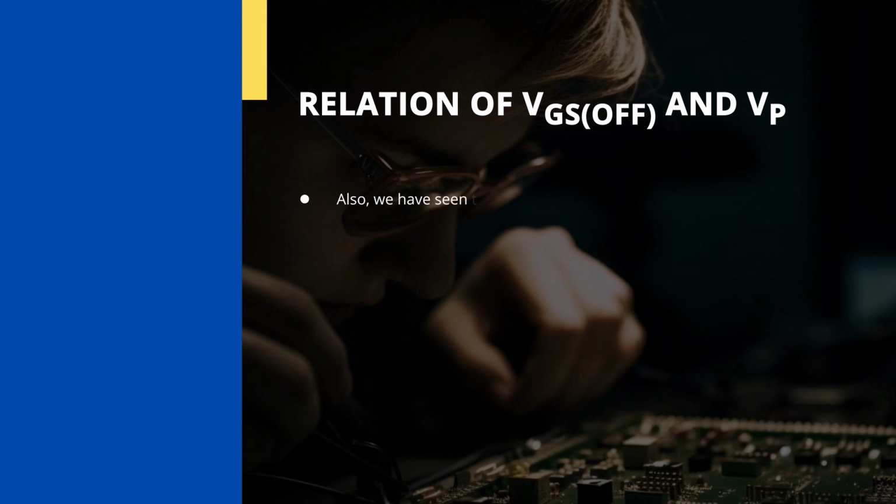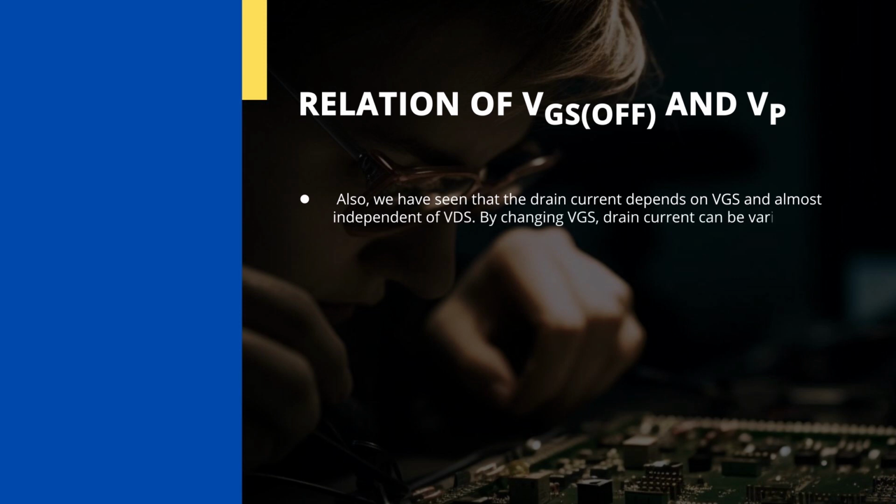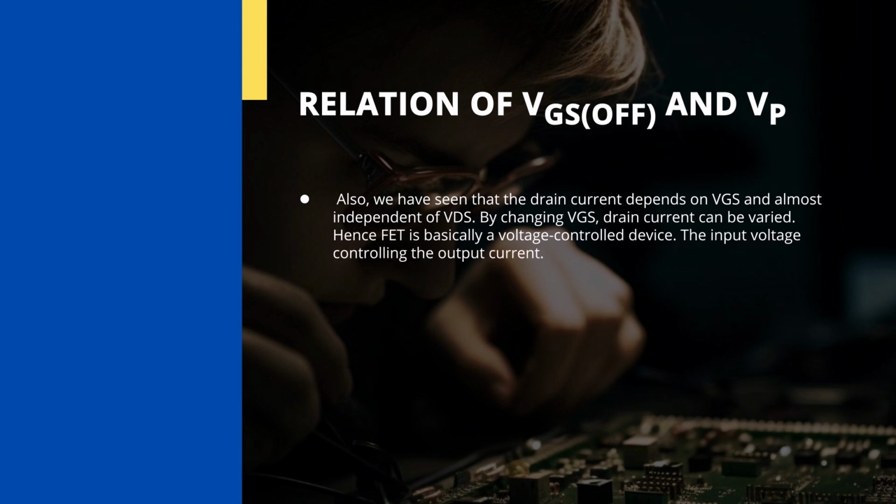Also, we have seen that the drain current depends upon the gate voltage and is almost independent of VDS. By changing VGS, the drain current can be varied. Hence, FET is basically a voltage control device, the input voltage controlling the output current.